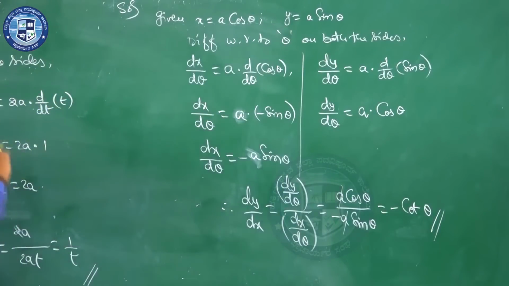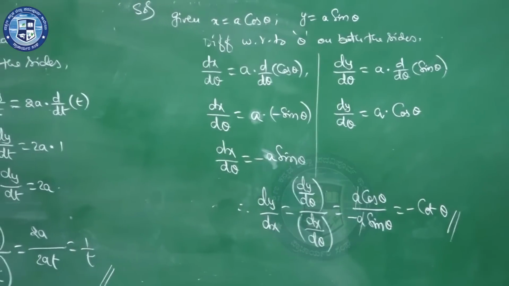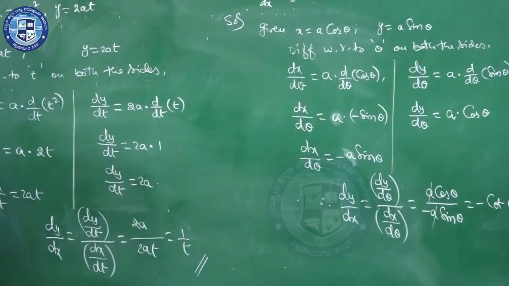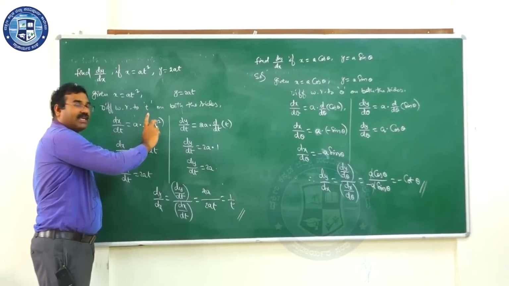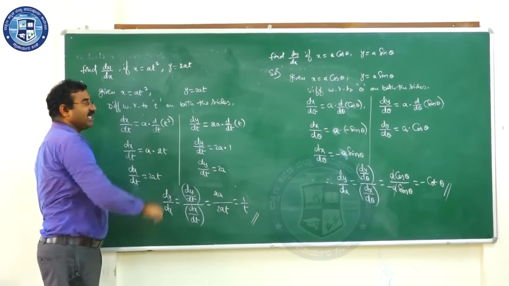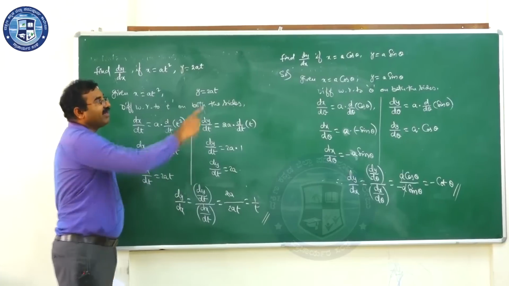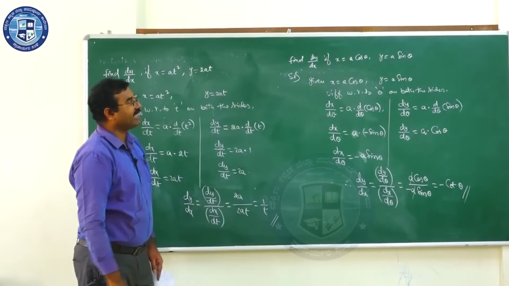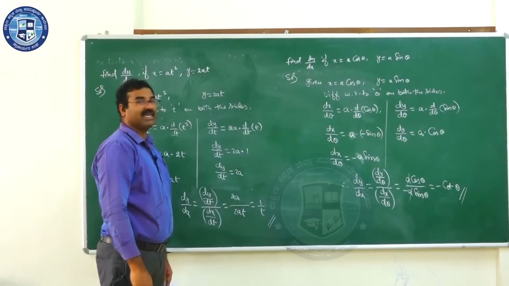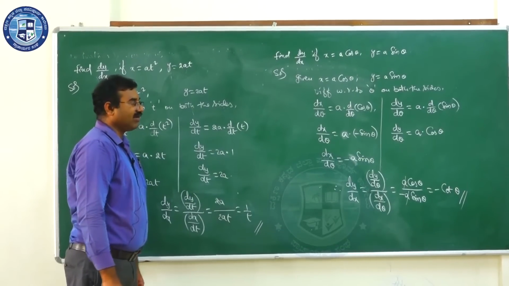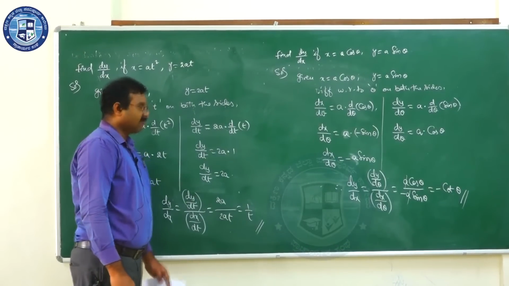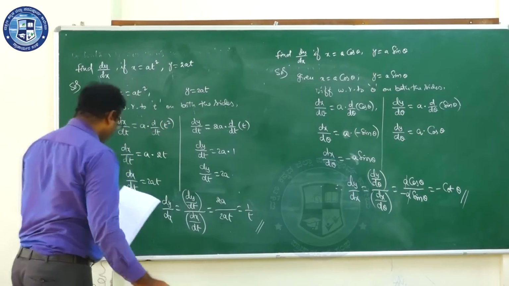So, I think you might have understood clearly now how we can do this, right. Whenever it is parametric in terms of t, then you differentiate with respect to t on both sides. Whenever the parametric function is in terms of theta, then you have to differentiate with respect to theta and work it out. Okay. Right, we will see another problem.